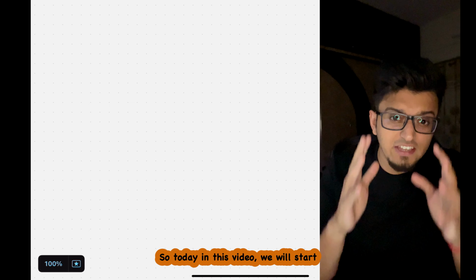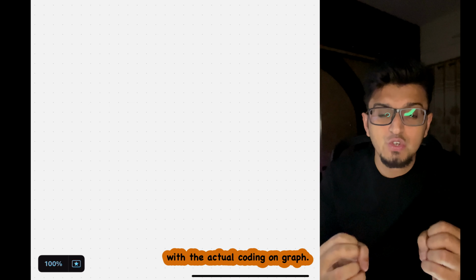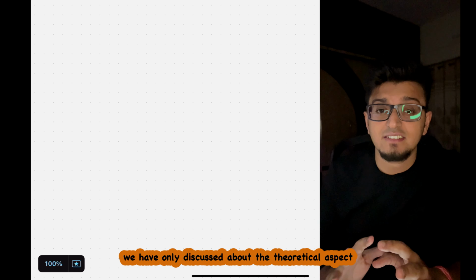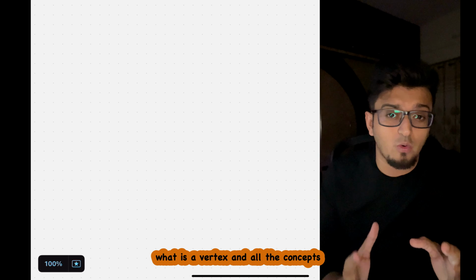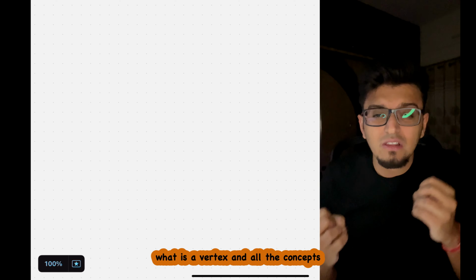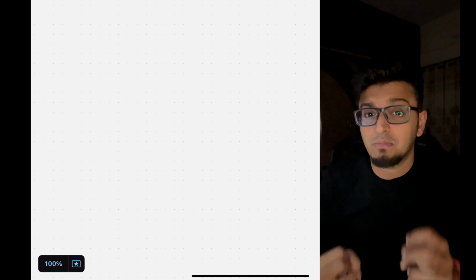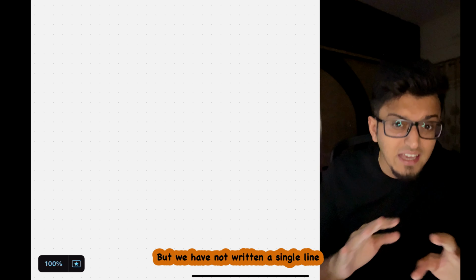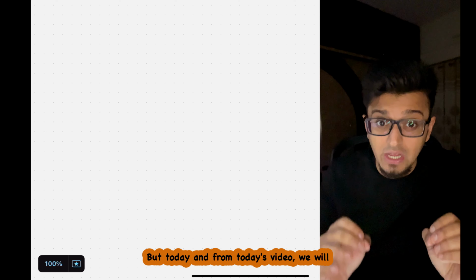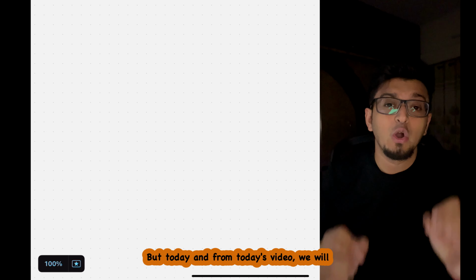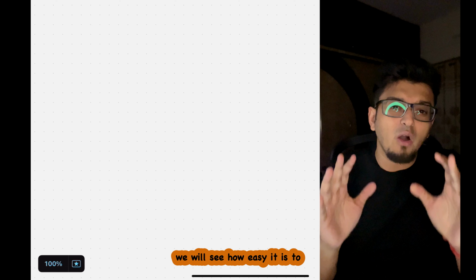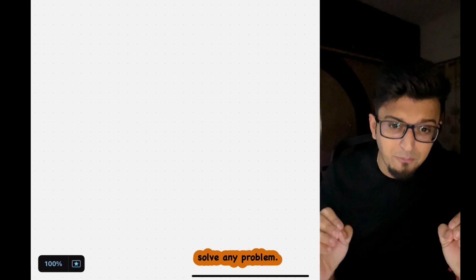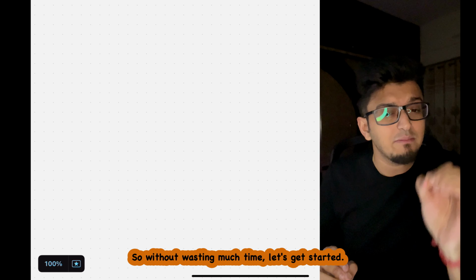Today in this video, we will start with the actual coding on graph. So far in the last two videos, we have only discussed the theoretical aspects of the graph, meaning what is an edge, what is a vertex, and all the concepts related to the graph, but we have not written a single line of code on graph. From today's video, we will start with the actual coding in Java, and we will see how easy it is to solve any problem. So without wasting much time, let's get started.